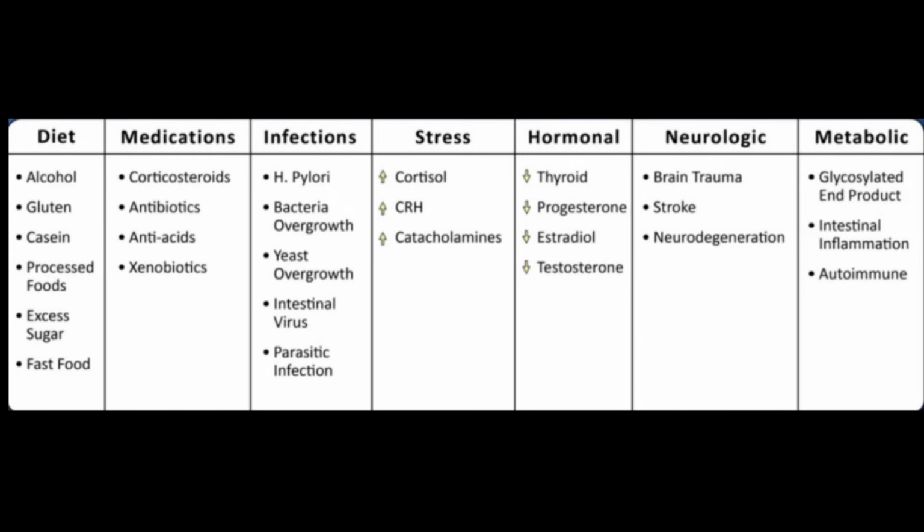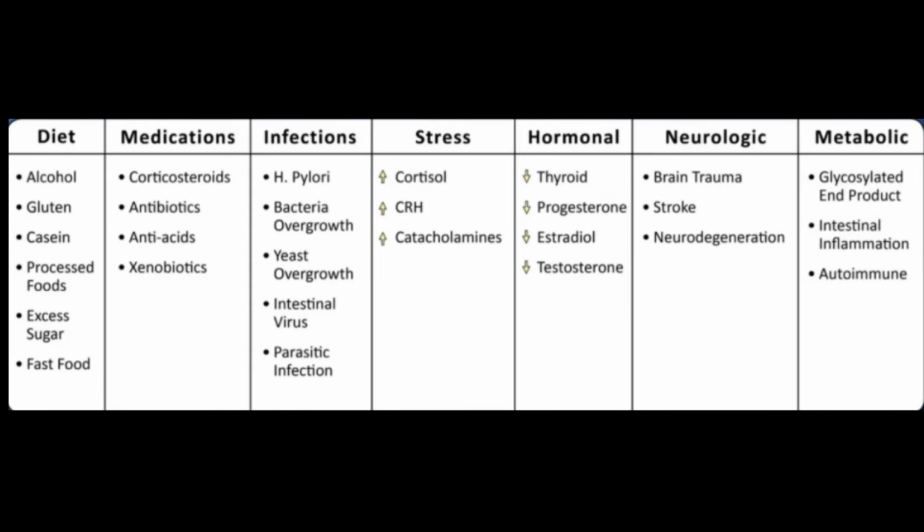Okay, so there's many causes, and here's a neat little picture. It's kind of outlined. A colleague of mine put this together, so I can't take credit for it. But if you're diagnosed with leaky gut, some of these things you want to look at. You want to look at diet: alcohol, gluten, casein, processed foods, excess sugar. These are all contributors, or can be contributors to leaky gut. Medications, many different medications out there. Infections. H. pylori is, I think, one of the world's most common digestive infections.